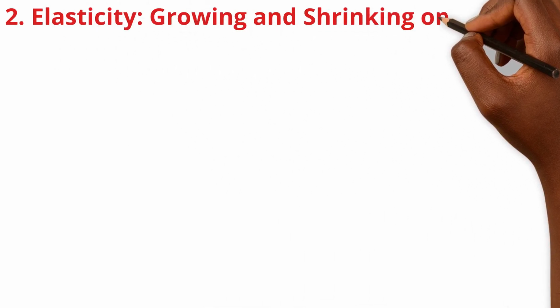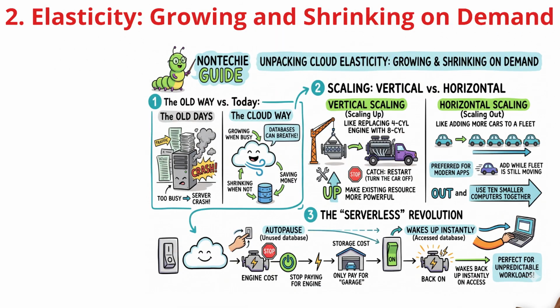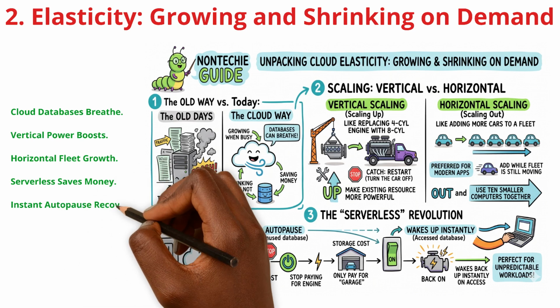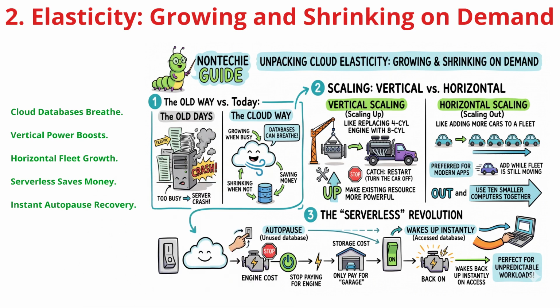Forget the old days when a surge in web traffic meant a guaranteed server crash. Today, cloud databases can breathe, using elasticity to grow when you're busy and shrink when you're not to save you money. You can scale vertically by making your existing resource more powerful, like swapping a 4-cylinder engine for an 8-cylinder, though this usually requires a quick restart. Alternatively, you can scale horizontally by adding more cars to your fleet while it's still moving, which is the preferred choice for modern apps. For unpredictable workloads, the serverless revolution allows your database to autopause. You stop paying for the engine and only pay for the garage storage until it instantly wakes up again.